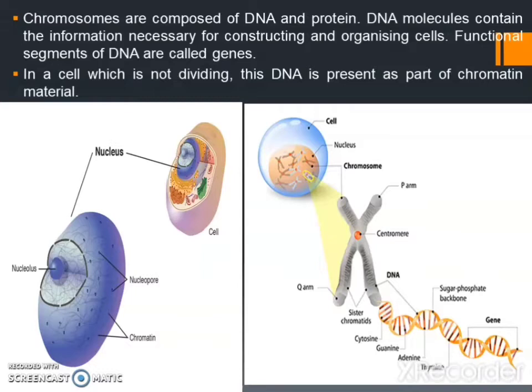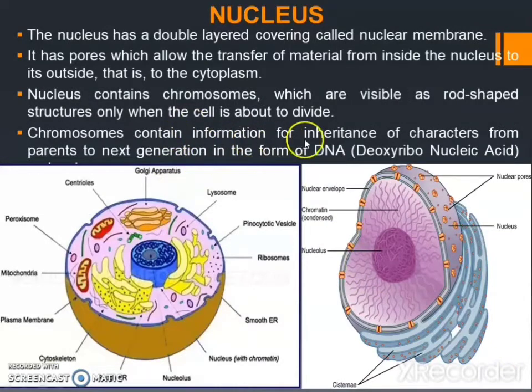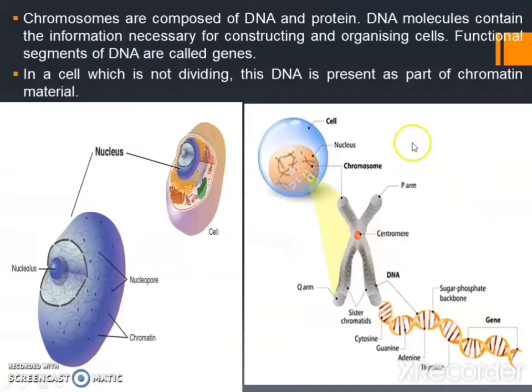Okay, and what are these chromosomes composed of? It is made up of DNA and proteins. Okay, so this is made up of DNA and proteins. DNA എന്ന് പറയുന്നതാണ് ഈ ഇൻഫർമേഷനൊക്കെ പാരൻസ് നിന്ന് ഓഫ് സ്പ്രിങ്സിലേക്ക് എടുത്തിട്ട് വരുന്നത്. Right, so chromosomes will contain information for inheritance, and who is containing the information for inheritance? It is the DNA. Okay, and chromosomes are composed of DNA and protein, and DNA molecules contain the information necessary for constructing and organizing the cell.